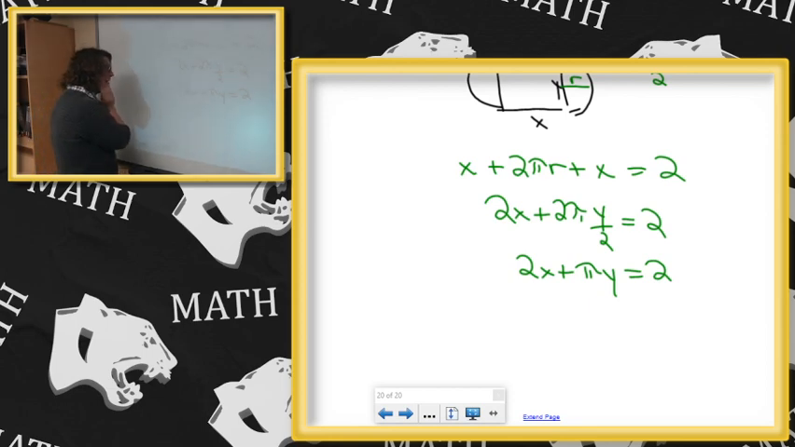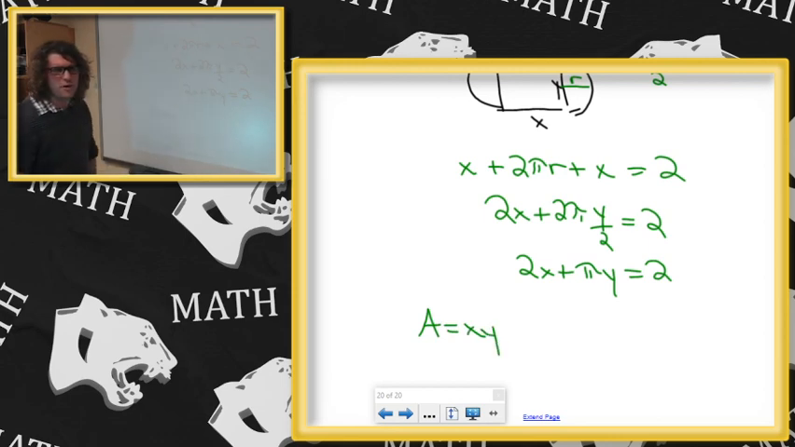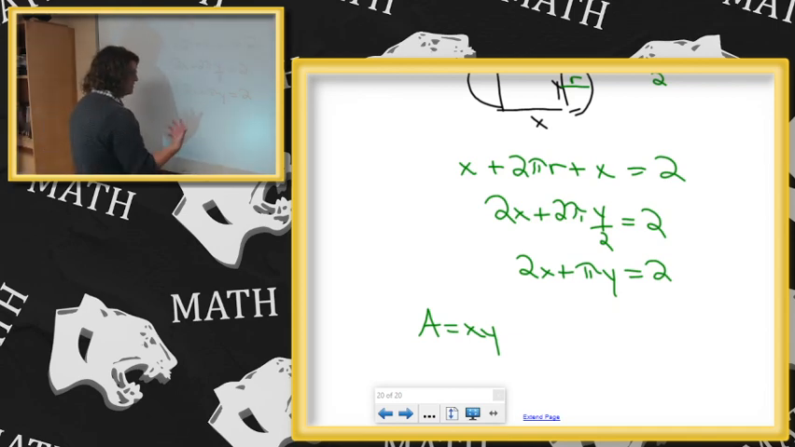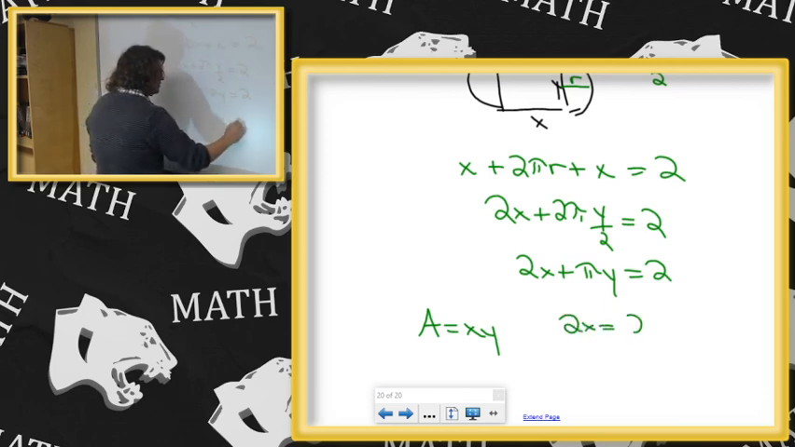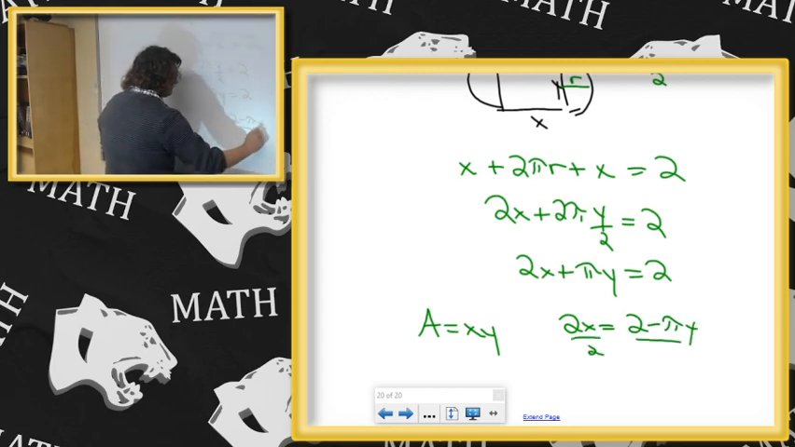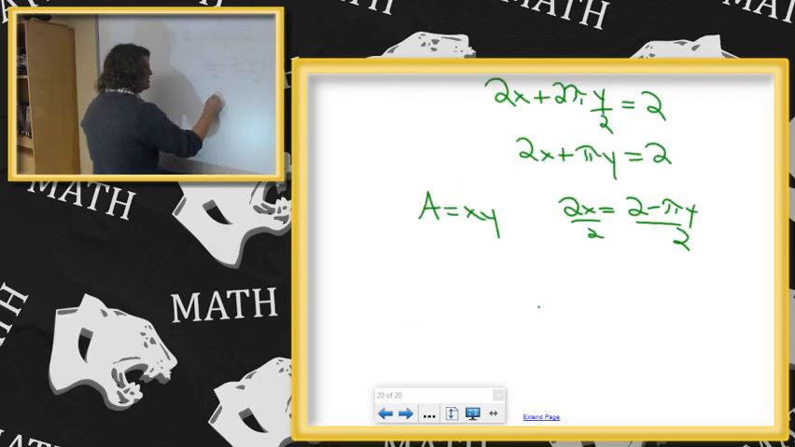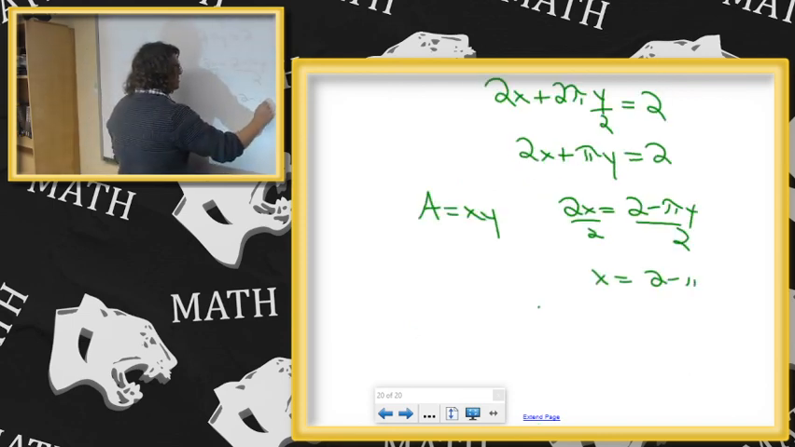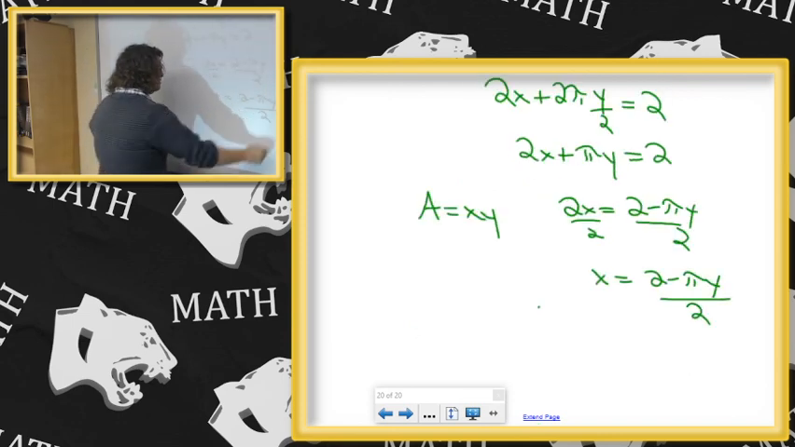The area of the rectangle is just xy. We want to maximize that. But for an optimization problem, it has to be written in terms of a single variable. So we can write x in terms of y or y in terms of x. It doesn't really matter which is which. I'm going to move the pi y over. So it's equal to 2 minus pi y, and then divide both sides by 2. So you're going to get that x is equal to 2 minus pi y over 2.